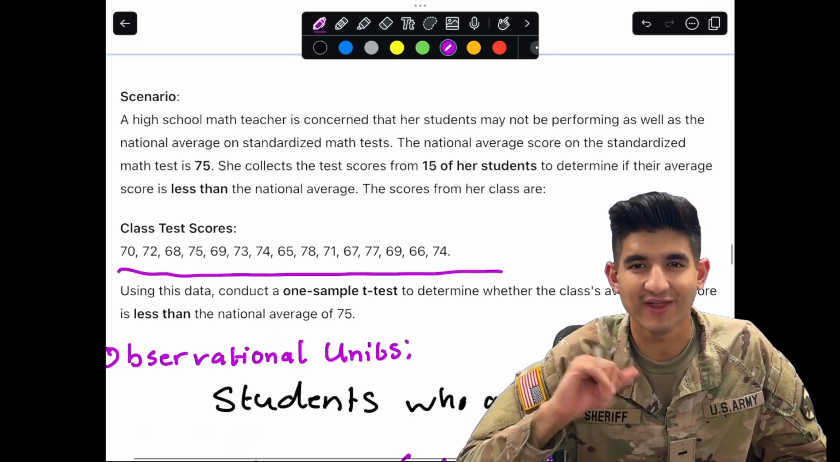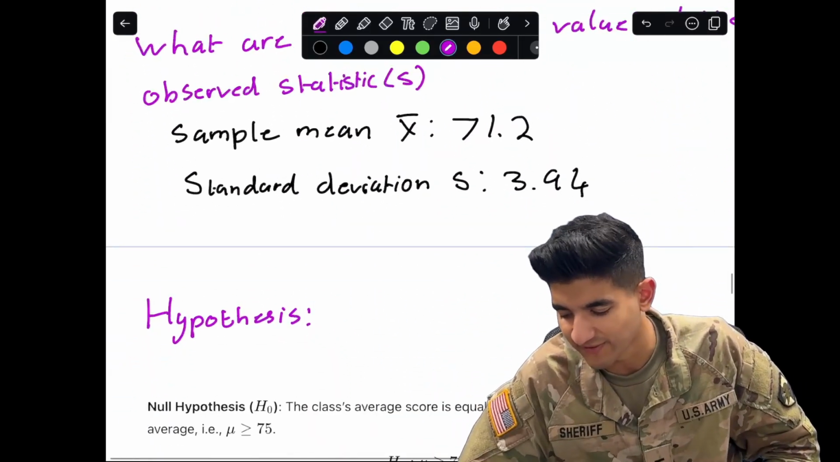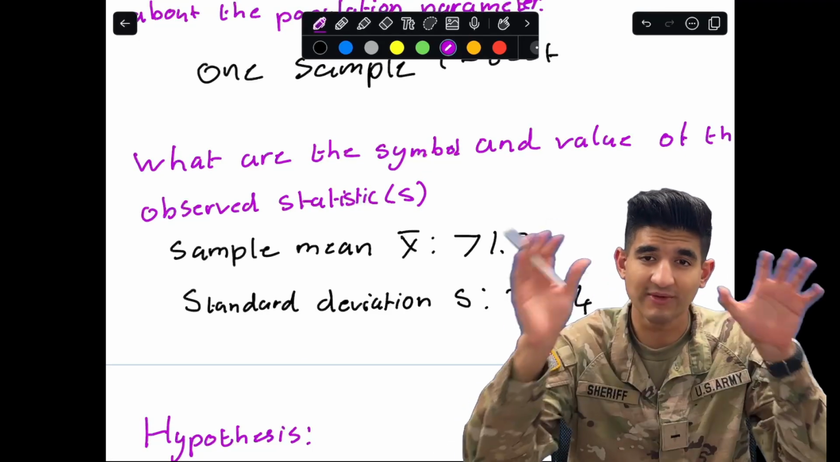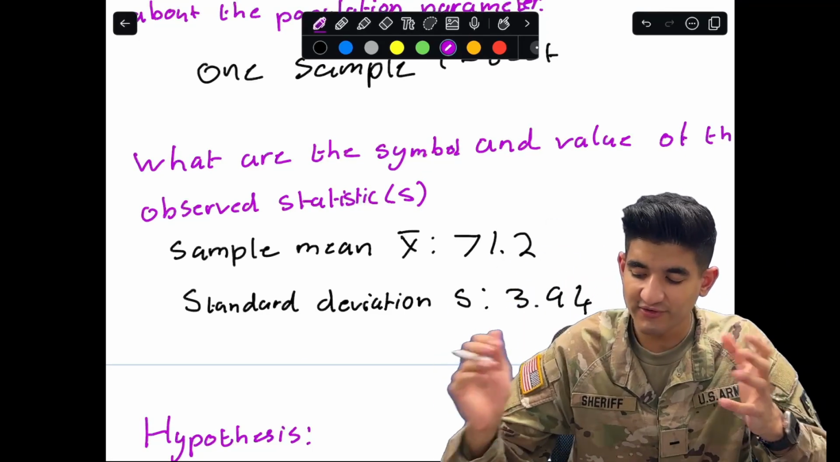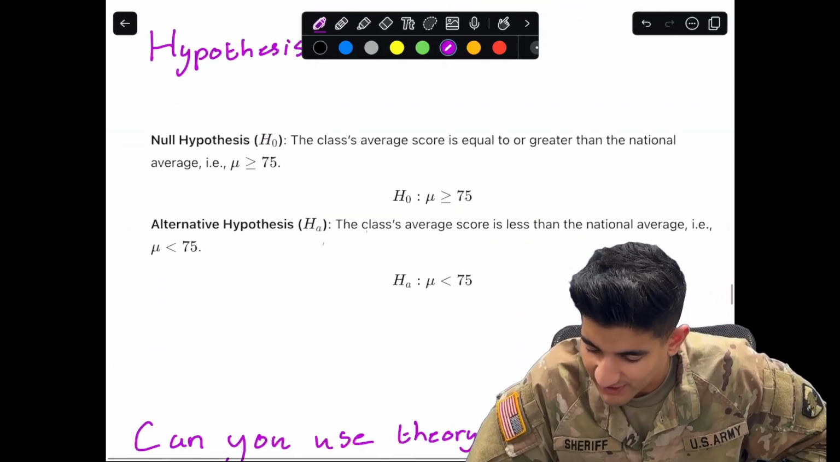And I'm going to show you how to do that in R later on, and even how to calculate X bar. So just take my word that they're these numbers for now. Remember, 71.2 is the sample mean, the mean of our data, and the standard deviation is 3.94. Now, moving on to our hypothesis.